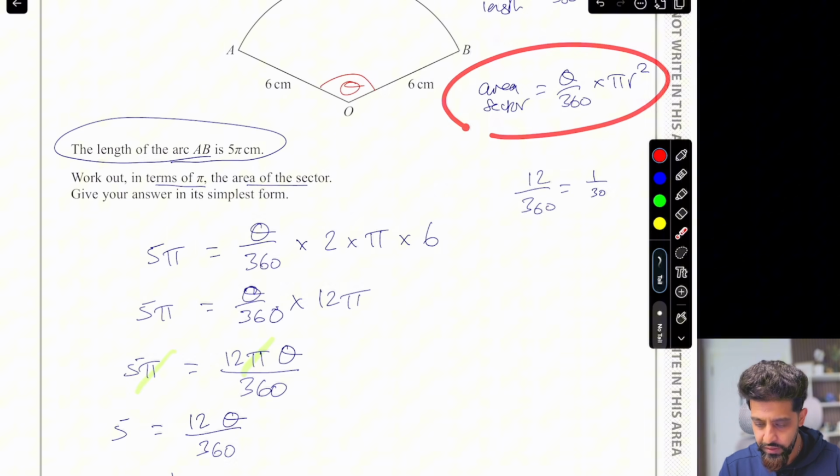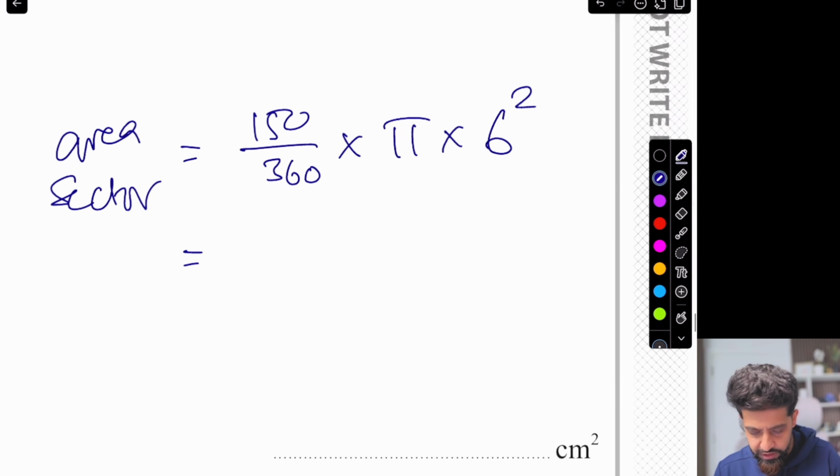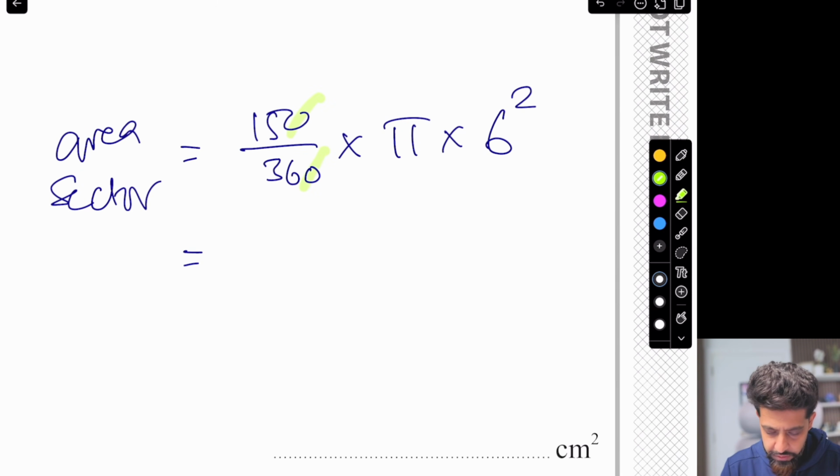So now we're going to use this formula. So the area of the sector would be equal to theta, which we now know is 150, over 360 times pi times r, which is 6 squared. So that will be, let's simplify this. So we can cancel out zeros here. So we've got 15 over 36. Divide both numbers by 3. So 15 divided by 3 is 5. 36 divided by 3 is 12.